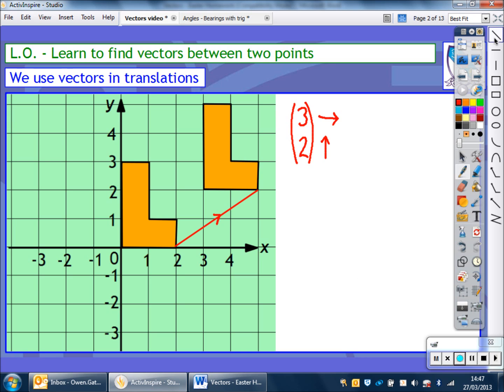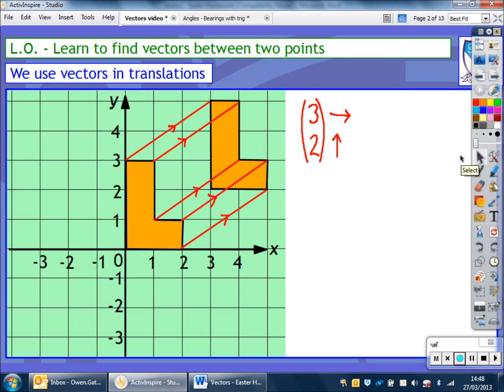Now I've drawn the vector there, but we could have also drawn it between the 2 equivalent points on any part of that shape. So those all give us the same vector. And like I said, we show it on a grid with a straight line and an arrow. So each of those vectors is the vector 3, 2.